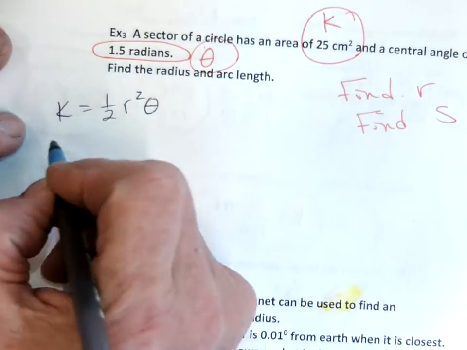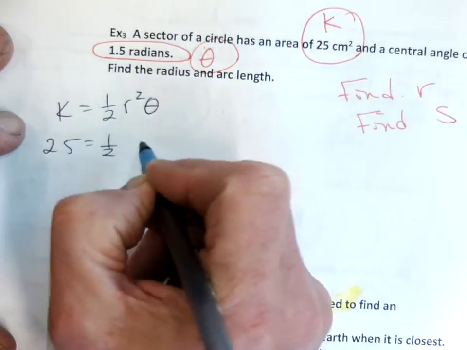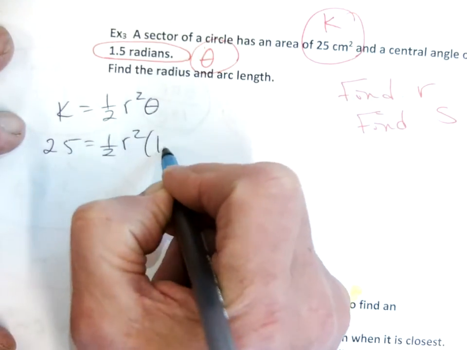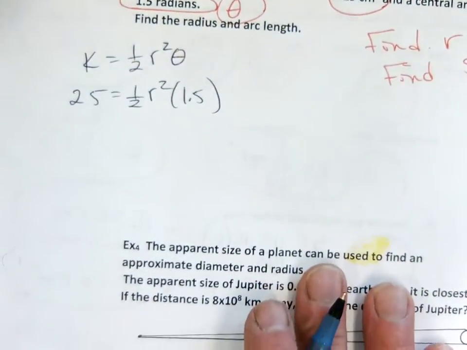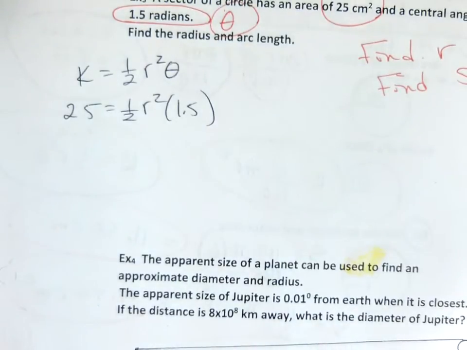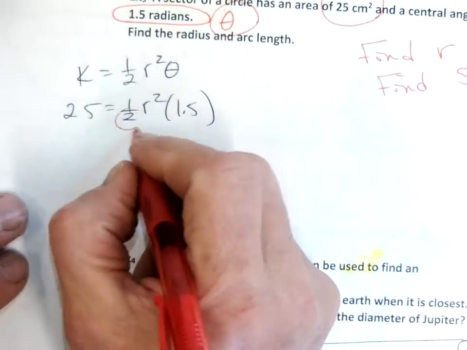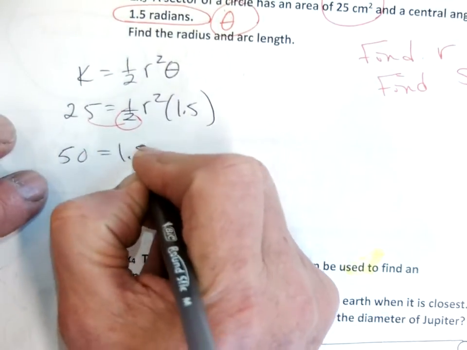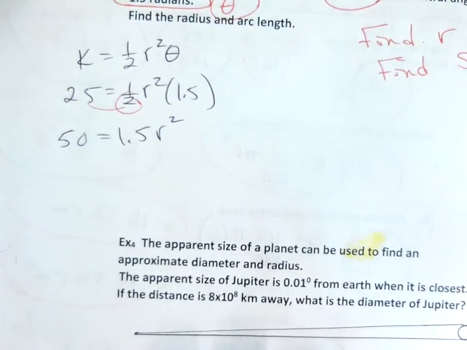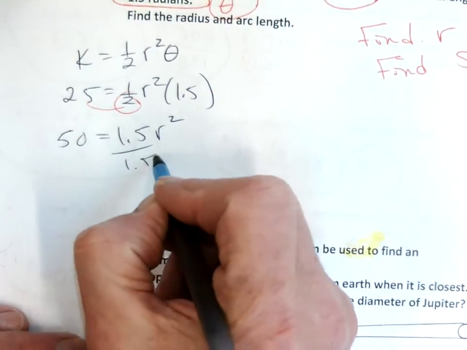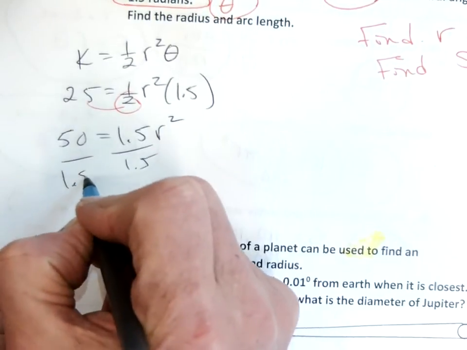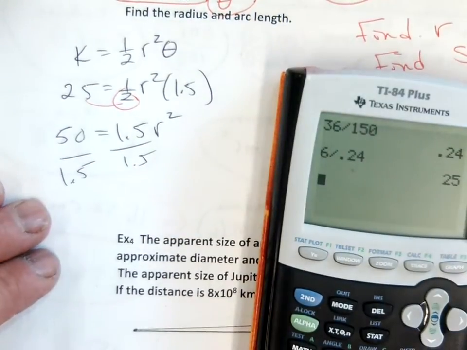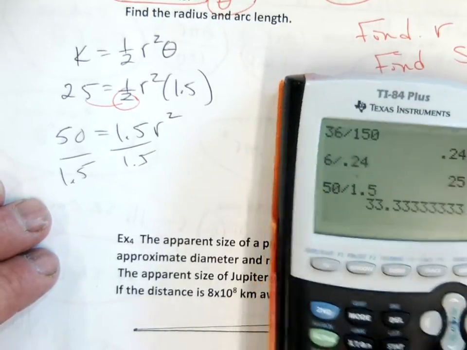So let's go 25 equals 1/2 R squared times 1.5. Now I can find R, can't I? Let's multiply by 2 first. I'll make that 50 equals 1.5 R squared. Divide by 1.5. What is it, 75 now? No, it's going to be smaller than that. 33 1/3.